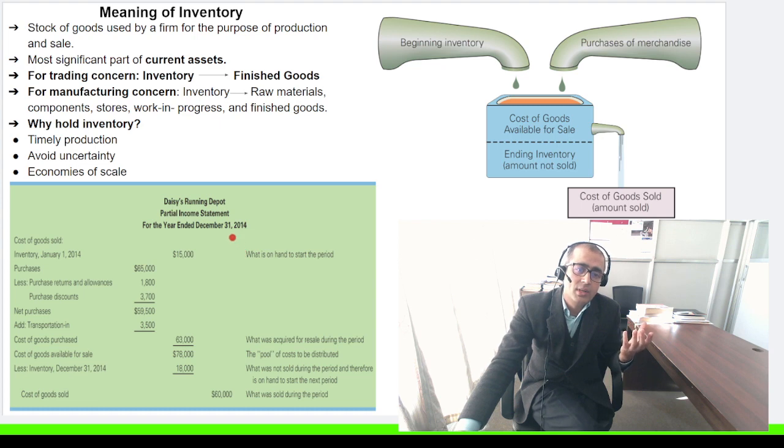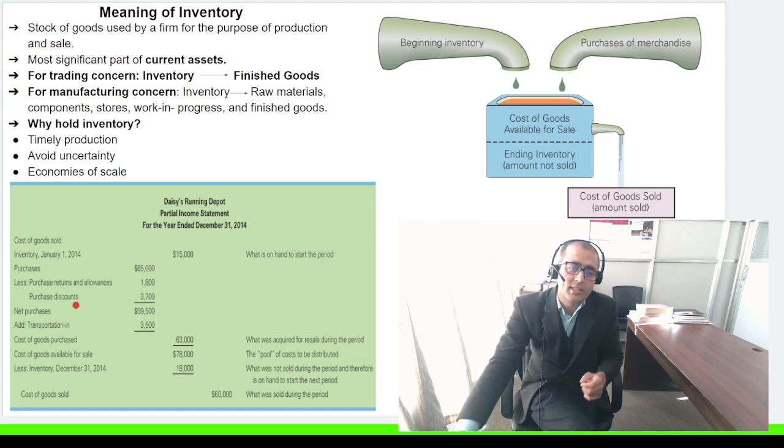Similarly, we could illustrate a simple example. This is a partial income statement data. Cost of goods sold is as I explained through the picture. Beginning inventory on January 1st 2014 is $15,000, while the net purchase is purchase minus purchase returns and allowances and purchase discount. Transportation is the cost we have to bear when purchasing goods, that is called transportation in, and that gives the cost of goods purchased. Now cost of goods available for sale is 78,000. We add this value and this value. Once we deduct the ending inventory at the end of 31st 2014, which is 18,000, then 60,000 is our cost of goods sold, friend.